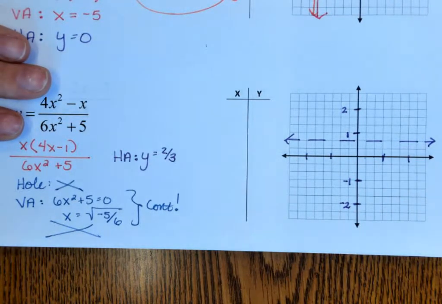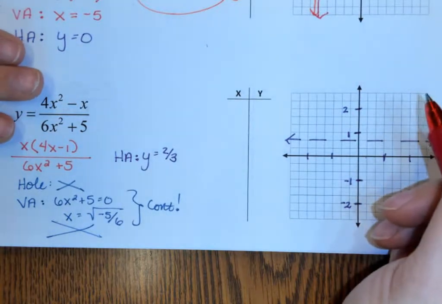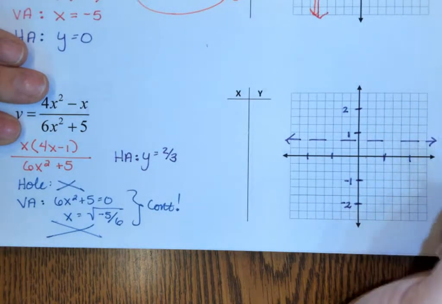Get it? Graphing points? No? Yeah, kind of sad. All right, so what do I need to find first, point-wise?